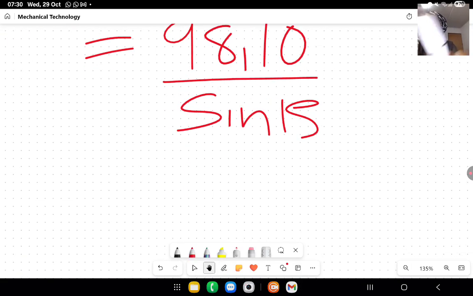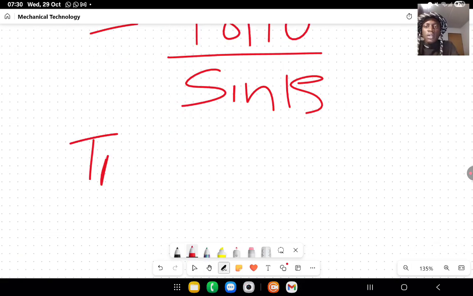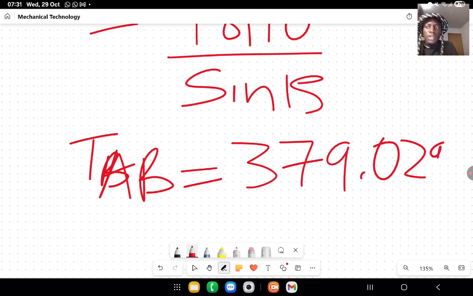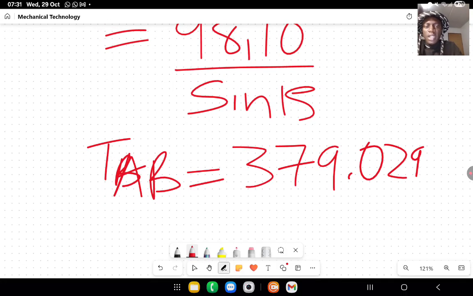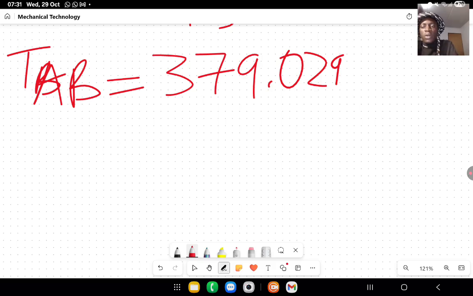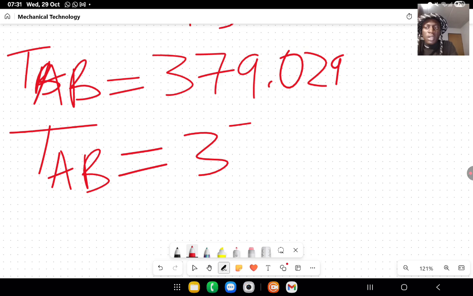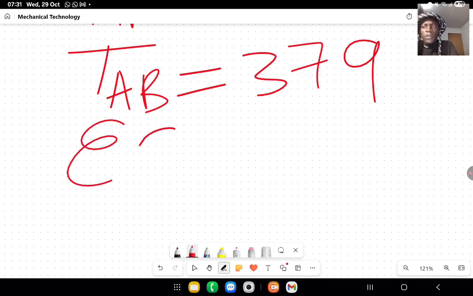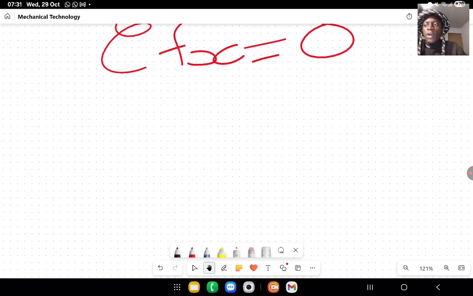Therefore, we get our answer. We get that our TAB is equal to 379.029. Okay, we round to the nearest whole number. It's going to be 379. It's fine. Then we are going to deal with sum of forces X. They are equal to 0. Therefore, we are going to use what?